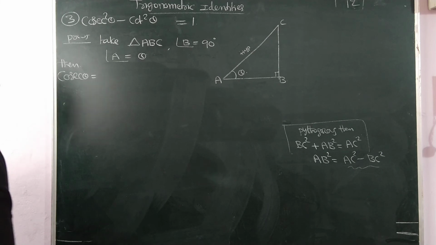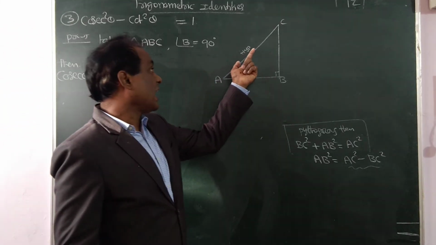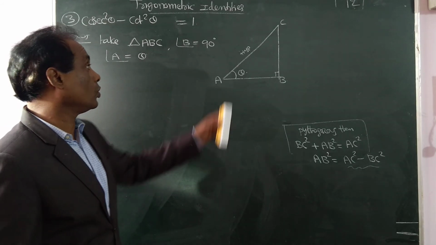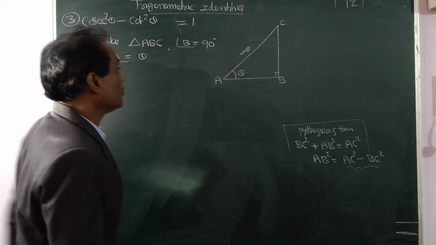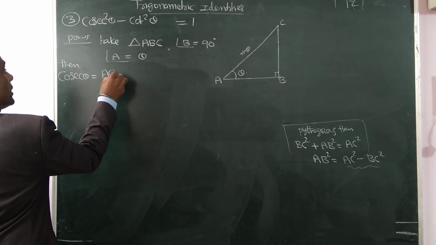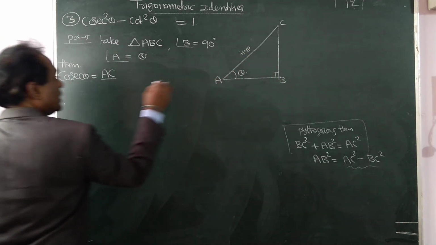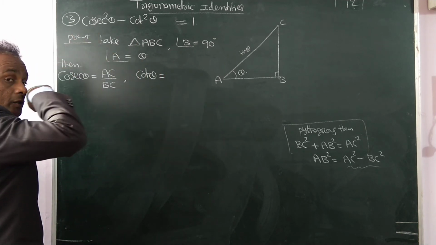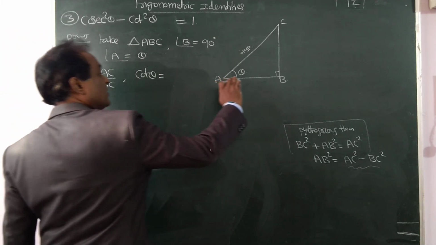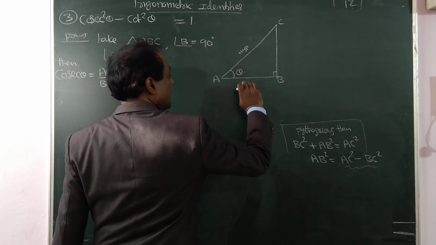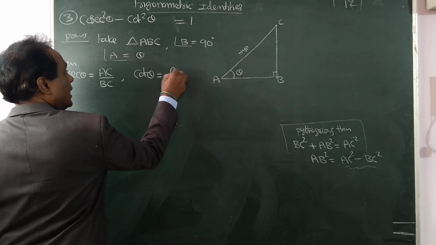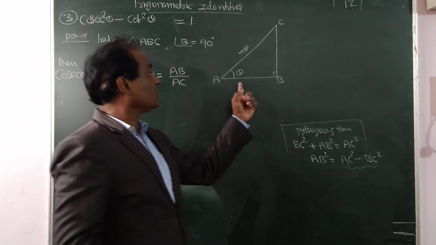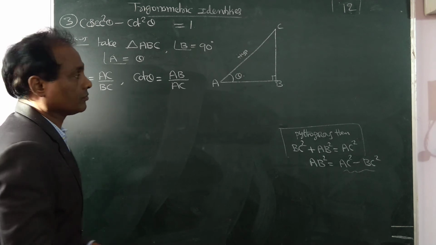Cosecant theta definition is hypotenuse by opposite. We studied that formula in the beginning. Cosecant theta is hypotenuse by opposite. What is the hypotenuse? AC by opposite BC. See the cot theta definition. Cot theta definition is adjacent by opposite, AB by BC. See the formulas.